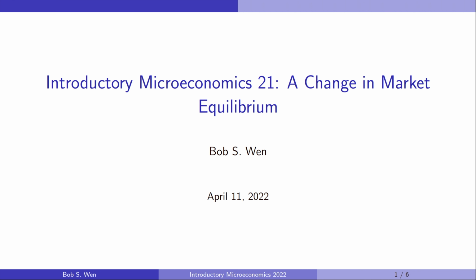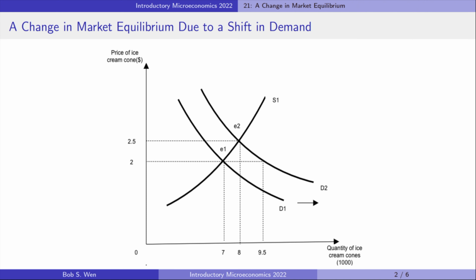We will discuss the change in the market equilibrium today. Let's use the example of ice cream we have used before. The price of ice cream is on the y-axis, and the quantity demanded or the quantity supplied is on the x-axis. The supply and demand diagram represents the ice cream market in the neighborhood.